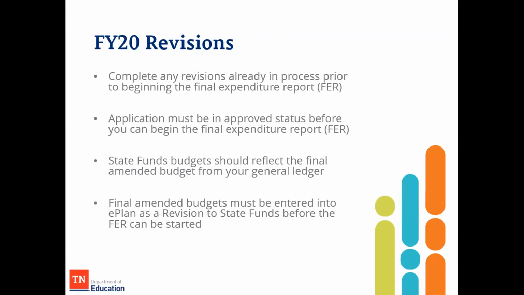All state funds budgets should reflect the final amended budget from your general ledger. So as soon as you do your final budget amendment as of June 30th, these should be reflected under the state funds budget. Final amended state funds budget must be entered into ePlan as a revision to state funds before the FER can be started.